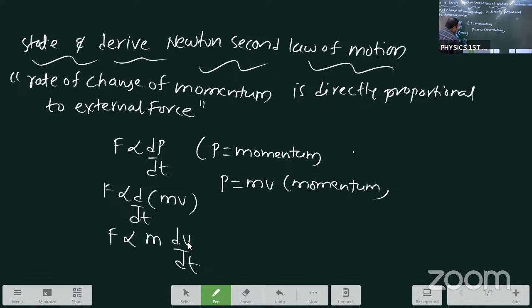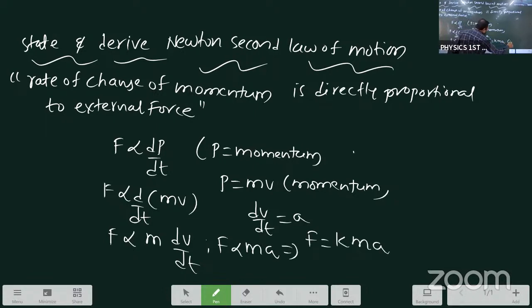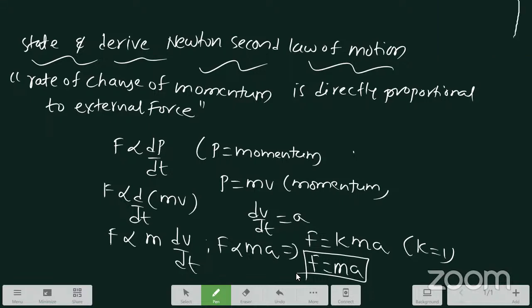What is the rate of change of velocity? Nothing but acceleration. So you write F directly proportional to ma. On removing proportionality, we get a constant. Practically the K value is 1. So this is the proof of Newton's second law. Newton's second law indicates that external force F equals ma. I'm repeating this again, chances are less, but focus on Newton's second law.